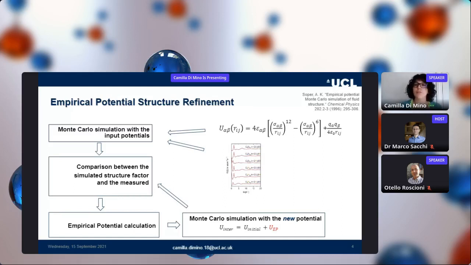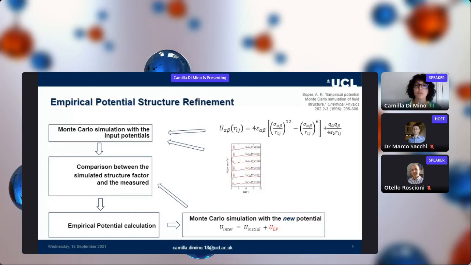At the same time, instead of putting just an interatomic potential in my simulation, I also constrain the simulation with the neutron data. The program iteratively compares the simulated structure factor and the measured structure factor to calculate the new potential, to make the new intermolecular potential as similar as possible to the neutron diffraction data. So once it has calculated the difference between the two, we don't have just a Lennard-Jones and a Coulombic potential, but an initial potential defined like this one, plus an empirical potential.